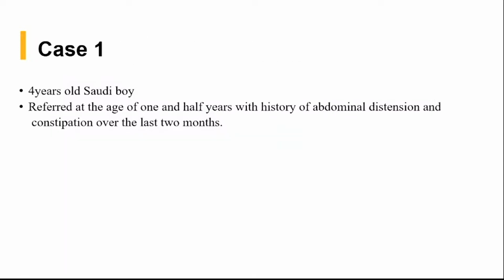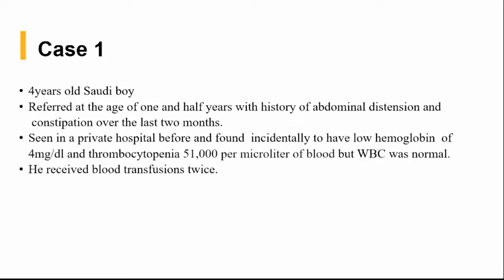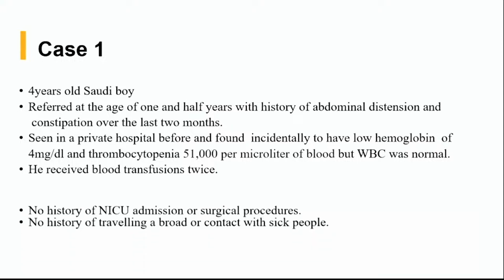Going to the target, I will mention two case scenarios. The first case is from my patients, actually. The first case is a 4-year-old Saudi boy, referred at the age of 1.5 years with a history of abdominal distension and constipation over the last 2 months before presentation. Seen in a private hospital before and found incidentally to have a low hemoglobin of 4 and low platelets, also thrombocytopenia, 51,000, but white blood cells were normal. He received blood transfusion twice because of low hemoglobin.